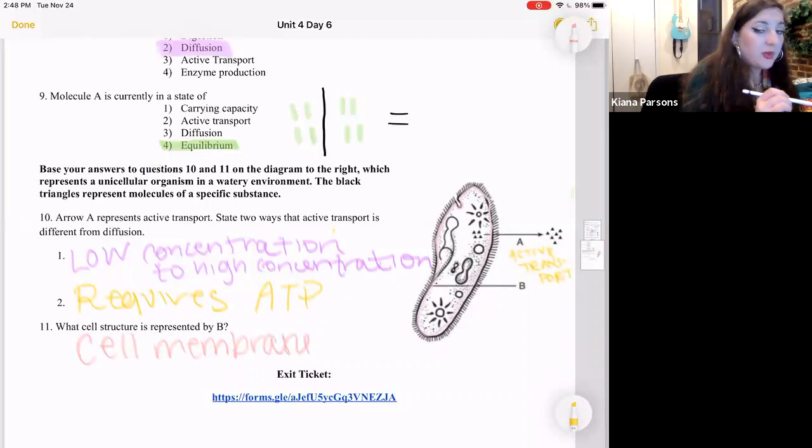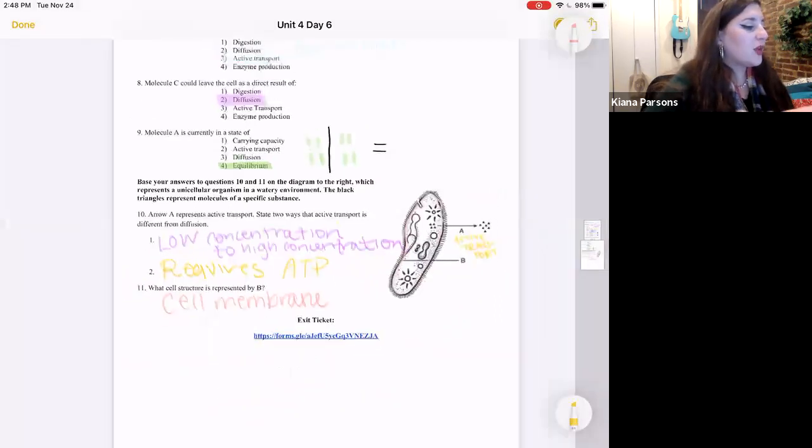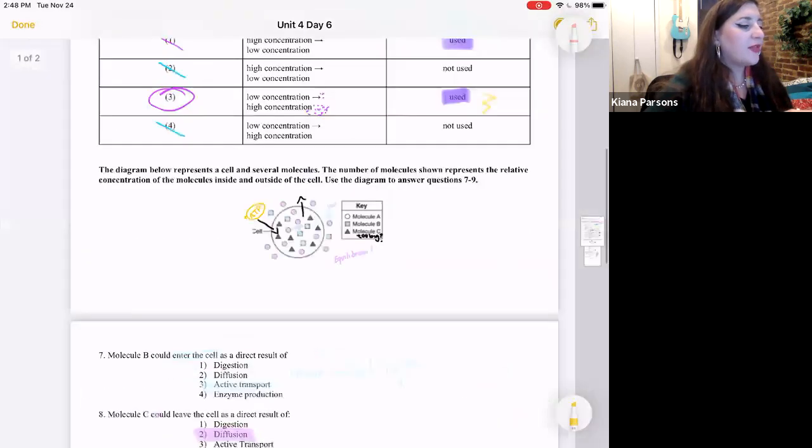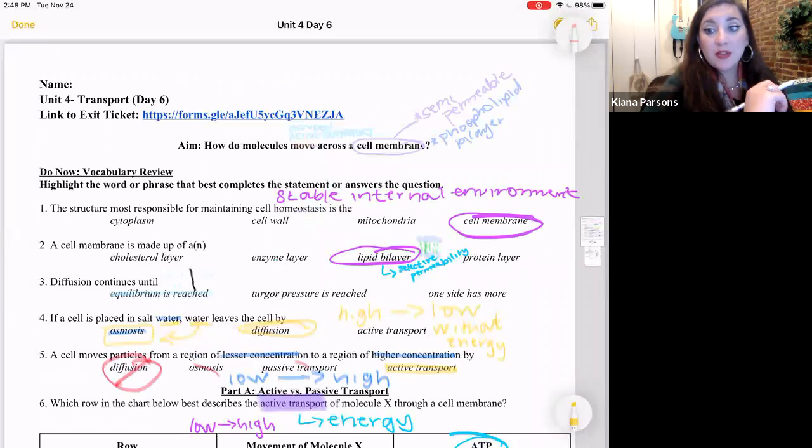All right, ladies and gentlemen, that's it for Unit 4. We're just going to do a final lab for this unit and then the exam. I do believe the timing for this means you're on Thanksgiving break right now, so I hope you're enjoying that, and I'll see you all when we get back. Today's aim was how do molecules move across a cell membrane, and that's via diffusion and active transport through the cell membrane, which is a semi-permeable phospholipid bilayer.